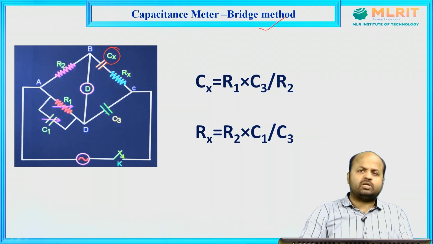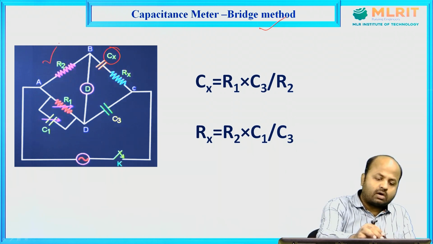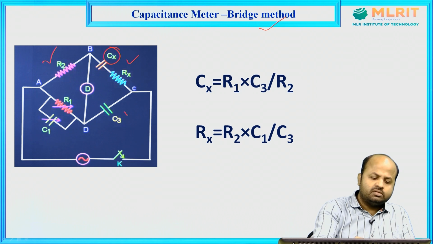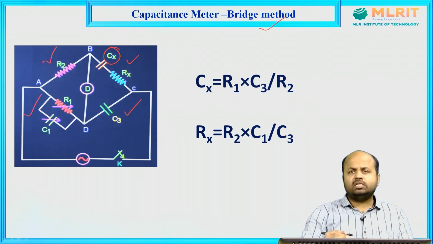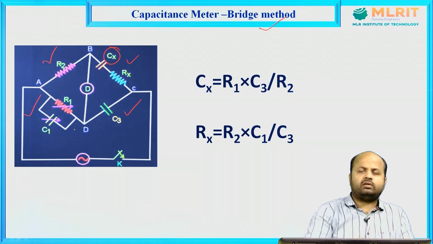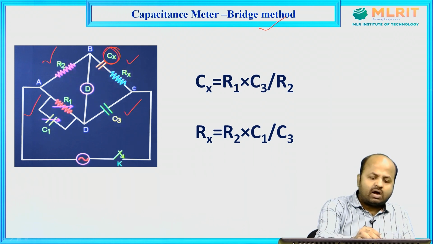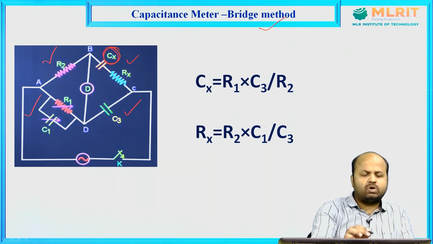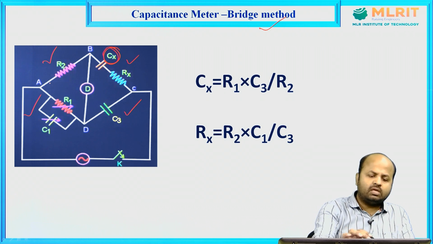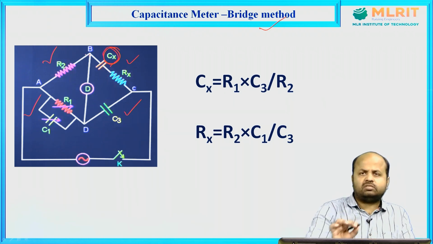What do you mean by bridge? First try to understand. A bridge is a circuit arrangement which consists of 4 arms: AB, BC, CD and AD. In electronic instrumentation, a bridge always means it consists of 4 arms. Suppose I want to find the unknown capacitance, I will connect it in arm BC. You can connect it in arm AB, no problem; you can connect it in any one of the arms. Suppose I am connecting Cx at BC.